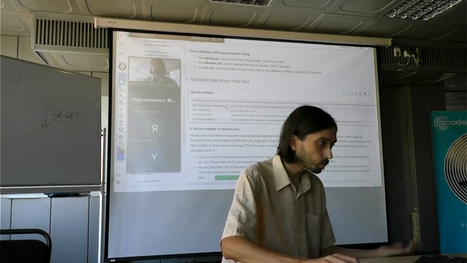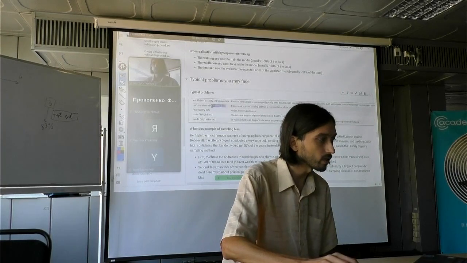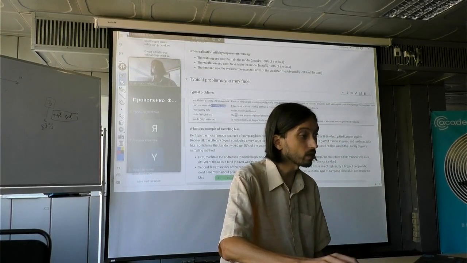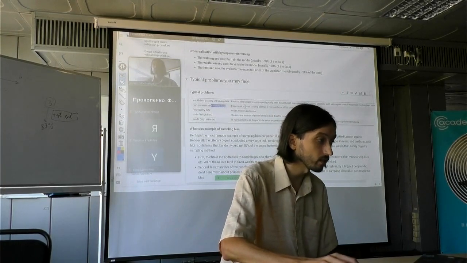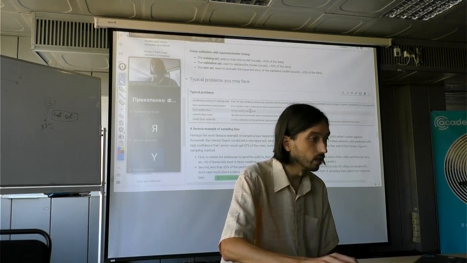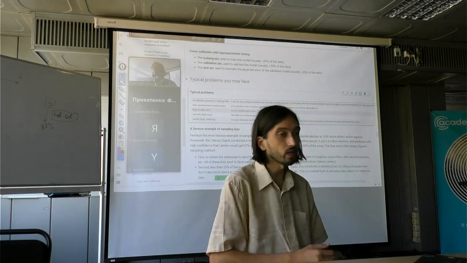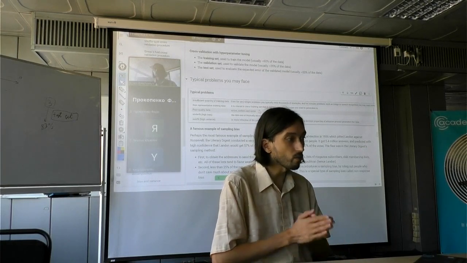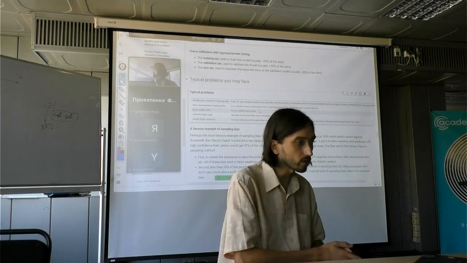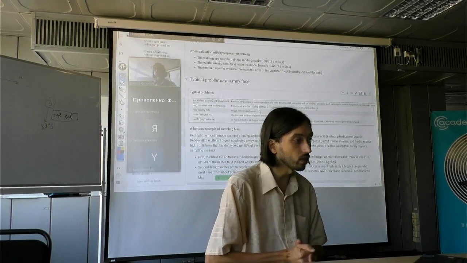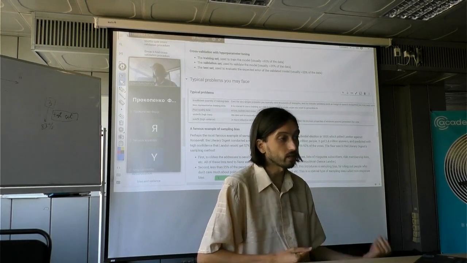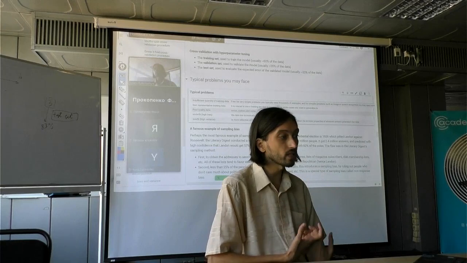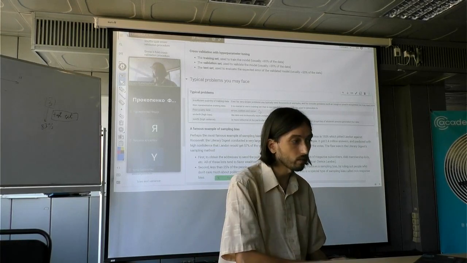Okay. The next problem with data can be so-called non-representative training data. What are we trying to do? We are trying to make our model generalize properly. So we want our data to be representative. We don't want some bias in this model.